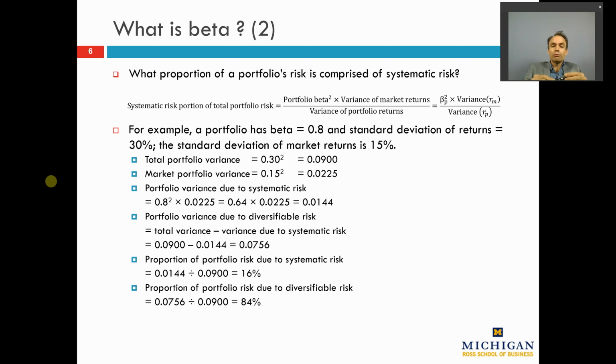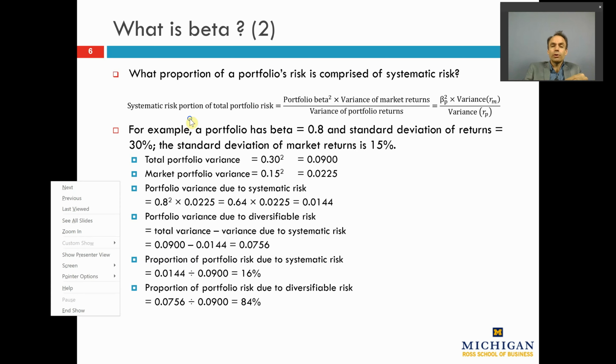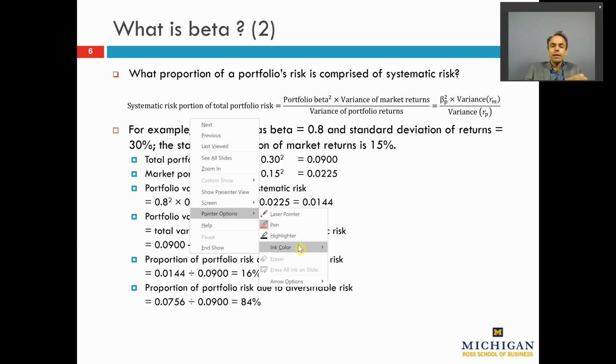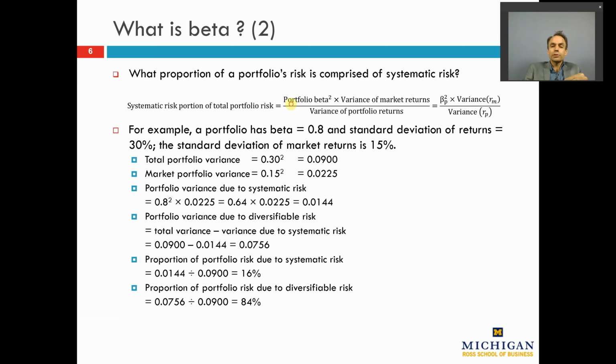The systematic risk portion of the total portfolio risk is equal to the portfolio's beta squared multiplied by the variance of returns on the market portfolio divided by the variance of portfolio returns. That'll give you the percentage of your total portfolio risk comprised of systematic risk.